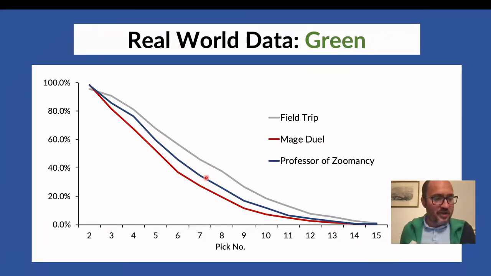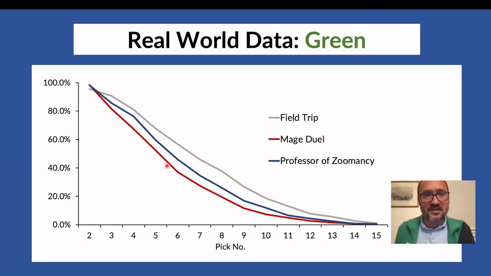You were probably 1 minute before I actually started the slide, people know what I'm talking about. So I guess it's not super fresh. But exactly, Field Trip, Mage Duel, and Professor of Zoomancy seem to be the strongest signals in green. And of course, Mage Duel being the strongest signal at that time because it has the biggest delta.